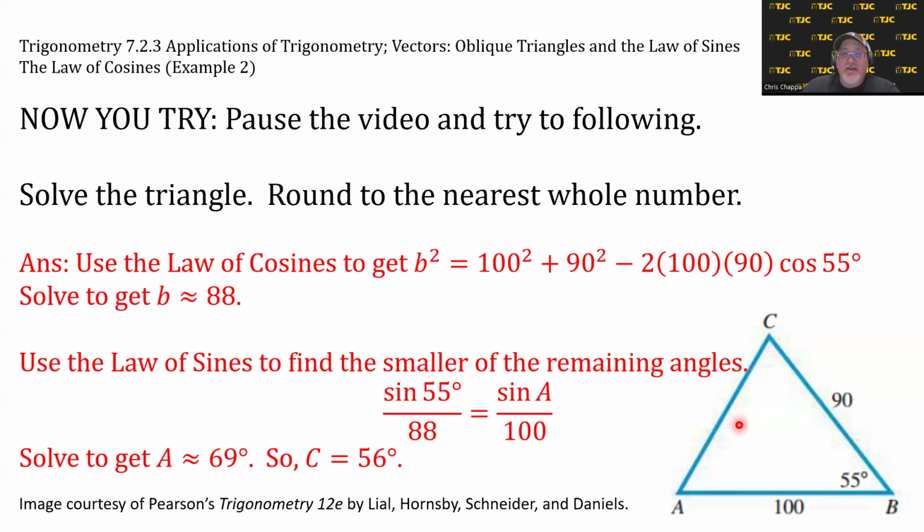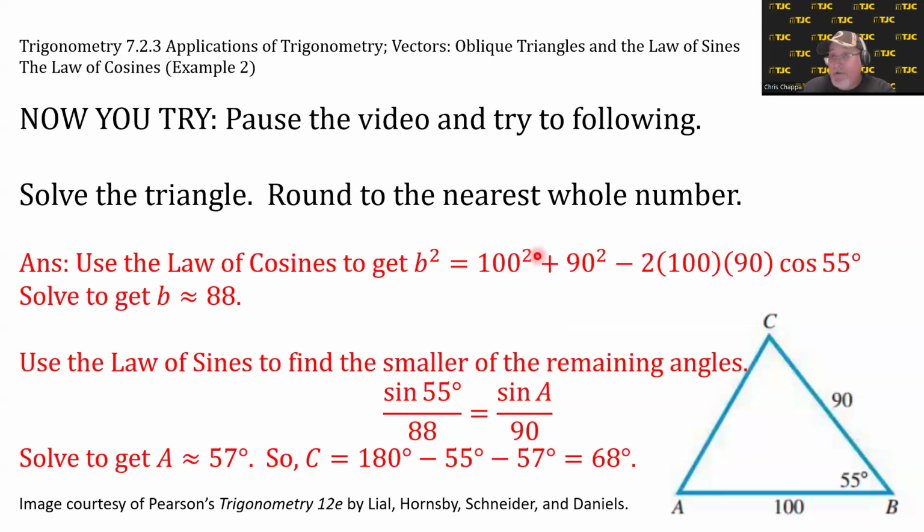Using the law of cosines, we can find side B. Here's the setup. And we get B is approximately 88 to the nearest whole number. And then you use the law of sines to find the smaller angle. The smaller angle is A because it's opposite the shorter side. And so sine of 55 degrees over 88 equals sine of A over, shoot, that should say, oh, we got a slight problem. Pause video.